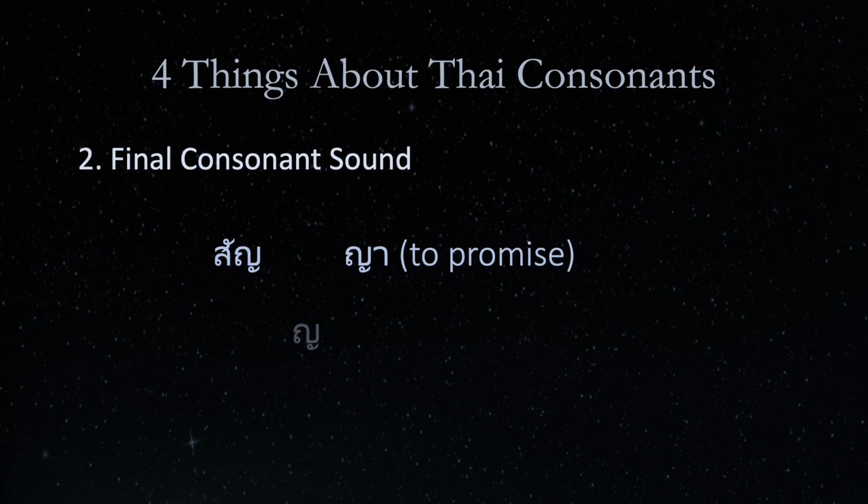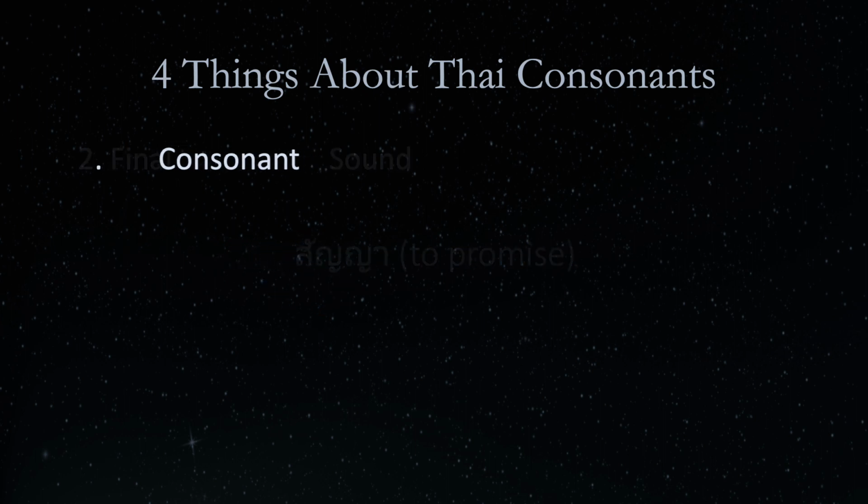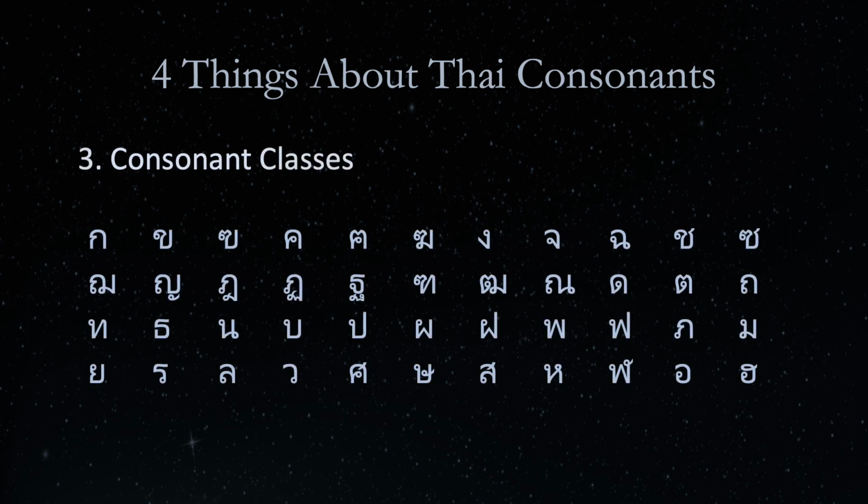The word sanya, meaning to promise, has 2 syllables. The consonant yo ying is the final consonant in the first syllable and the initial consonant in the second syllable. As a final consonant, yo ying sounds like an N. The first syllable is therefore pronounced with an N sound at the end. San. As an initial consonant, on the other hand, yo ying sounds like a Y. The second syllable is thus pronounced ya. Sanya.